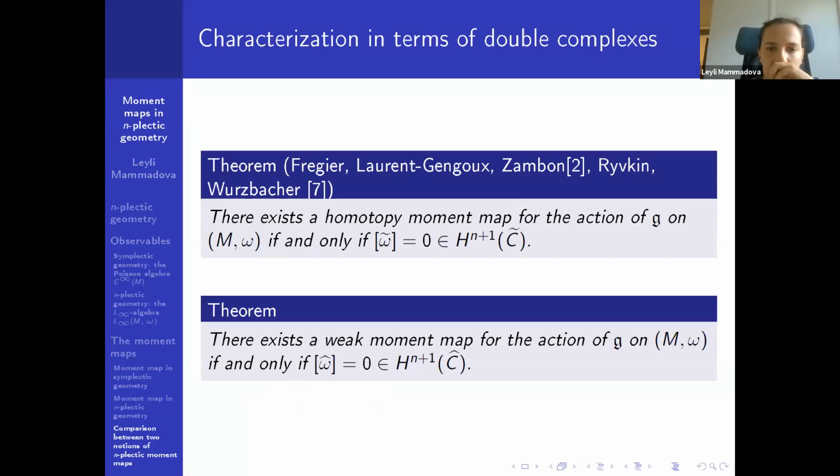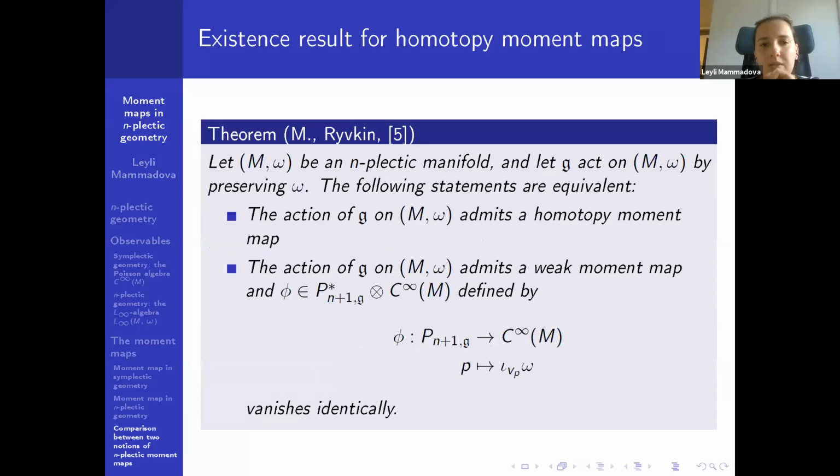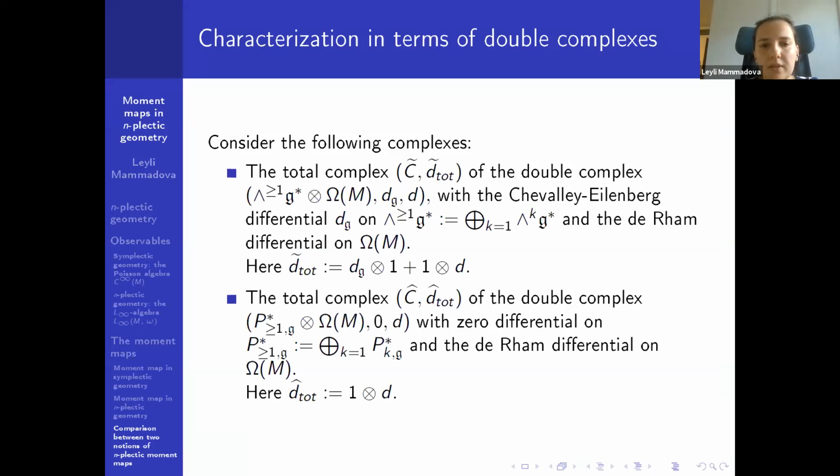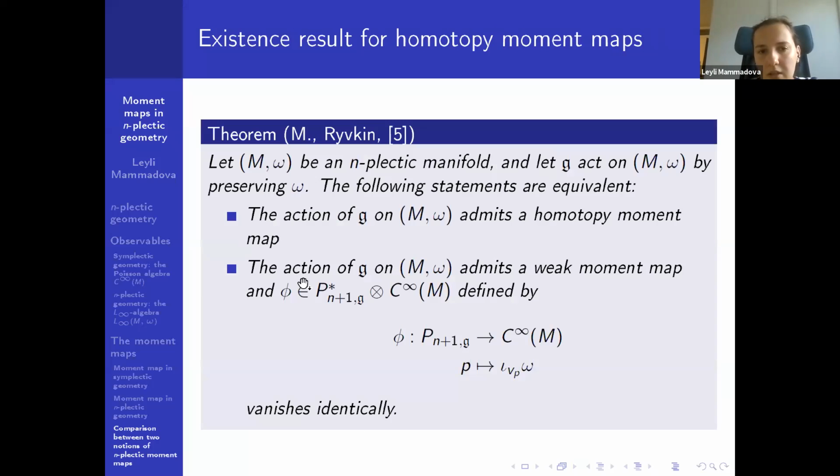So to prove this, maybe I shouldn't. Let me do the following. I will not tell you much about the proof, maybe, but I will first show you this theorem that Leonid and I obtained. If there's a symplectic manifold and G acts on it by preserving omega, then the following two are equivalent. Basically, if there's a weak moment map and a certain phi that is defined in the following way vanishes, then there is a homotopy moment map.